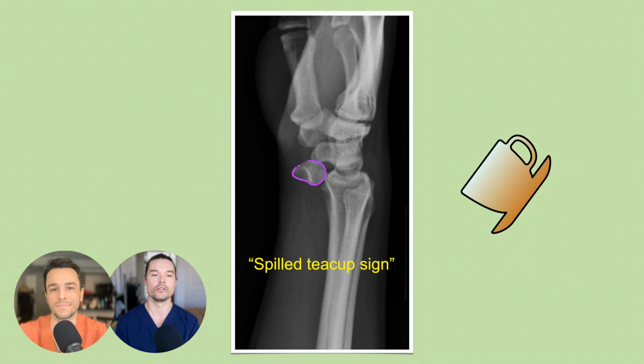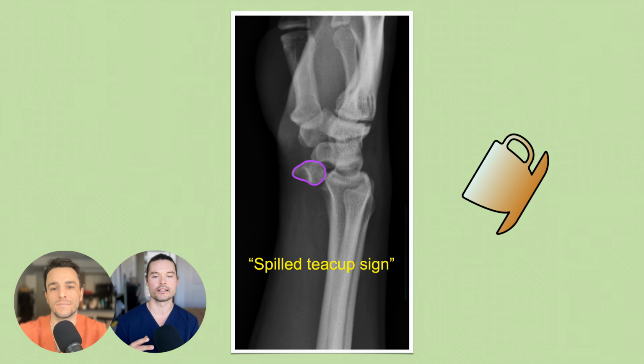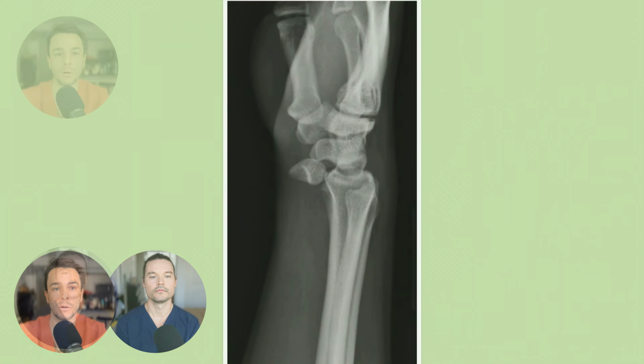And you can see how the lunate is out there in isolation. It is not with the radius, it is not with the capitate, it is by itself dislocated, just kind of floating in space there. And again, draw your lines to make sure everything's lined up. Clearly, you see that bone is out of place.